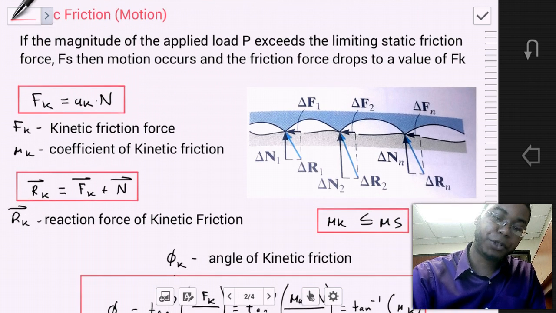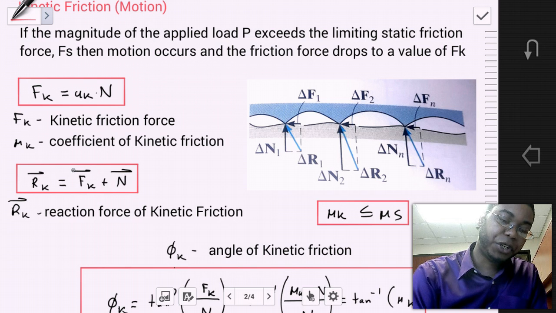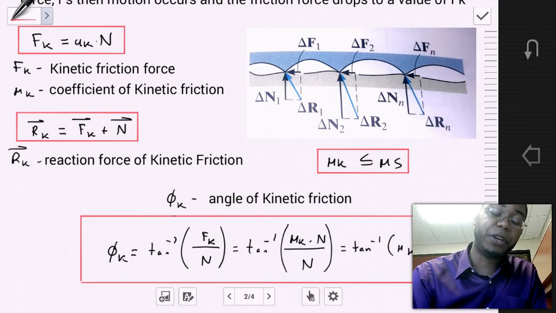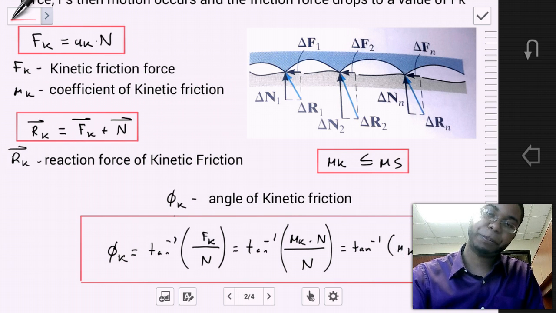Using a similar approach, we can find the resultant reaction force Rk, which is equal to the sum of the Cartesian form of the kinetic frictional force plus the normal force. We can also find the angle of kinetic friction using a similar equation, where the angle of kinetic friction is equal to the tan inverse of the coefficient of kinetic friction.